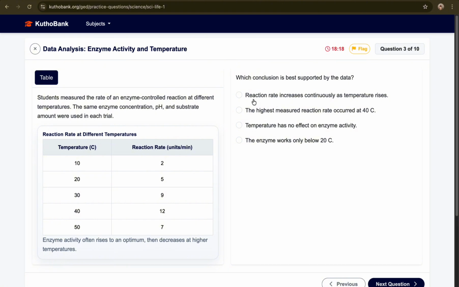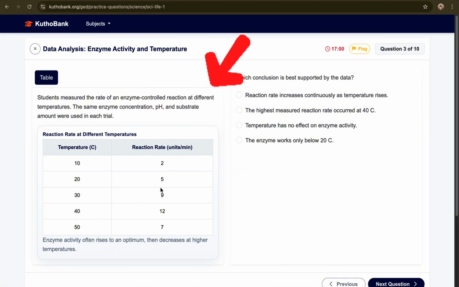Choice A. Reaction rate increases continuously as temperature rises. Let's look at the data. Since the passage doesn't give much data, let's go straight to the table. Column 1 is about temperature. Column 2 is about reaction rate. Since the first part of choice A says reaction rate increases continuously, let's check that out first.